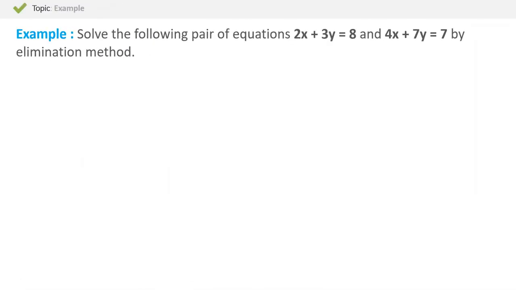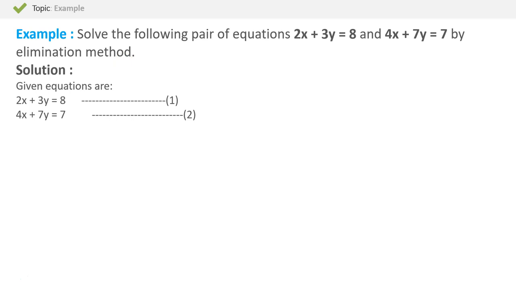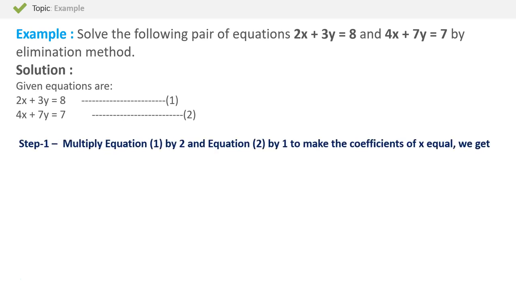Now let's take an example of it. In this example, we'll solve 2x plus 3y equal to 8 and 4x plus 7y equal to 7 by the elimination method. We have 2x plus 3y equal to 8, 4x plus 7y equal to 7. Let's consider them as equation 1 and 2. Now we go to step 1 where we multiply equation 1 by 2 and equation 2 by 1 to make the coefficient of x equal.